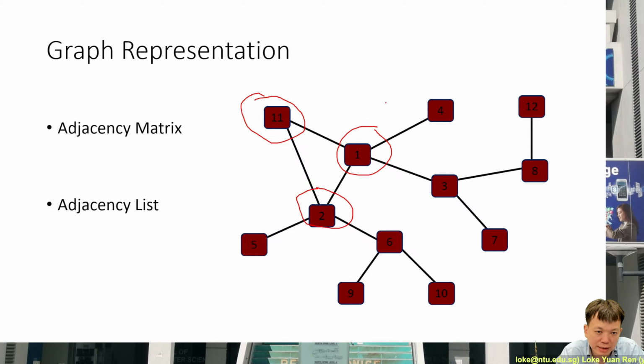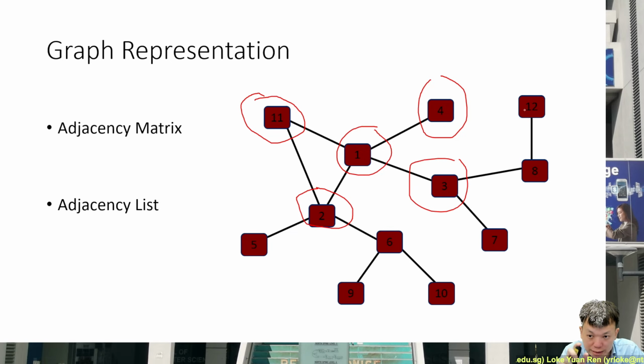And then 1 is adjacent to 11, 2, 3, and 4. I don't need to know that 12 is so far away from 1. I don't need to know that at this moment. I just need to know who is his neighbor, and which one I have visited, which one I have not visited. That is good enough for me to do the traversal.